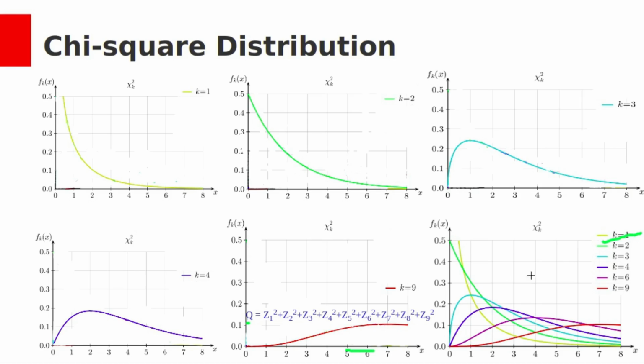For degree of freedom 1, we have a curve like this, means most of the values are between 0 and 1, and if we increase the degrees of freedom to 2, then the curve looks like this green curve. Like that, for degrees of freedom 9, the curve changes like this.